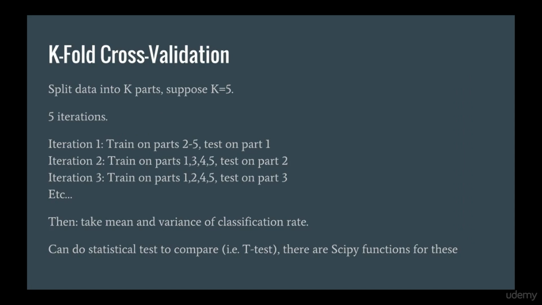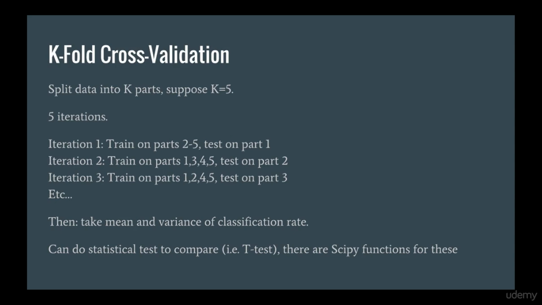The idea is you split your data into k parts. Say k equals 5. We're going to do 5 iterations in a loop. On the first iteration, we'll train on parts 2 to 5 and test on part 1. On the second iteration, we'll train on parts 1, 3, 4, and 5 and test on part 2. On the third iteration, we'll train on parts 1, 2, 4, and 5 and test on part 3. We keep doing this until we go up to k. Once we're done, we can use the average classification rate as our measure of how good this particular configuration is.